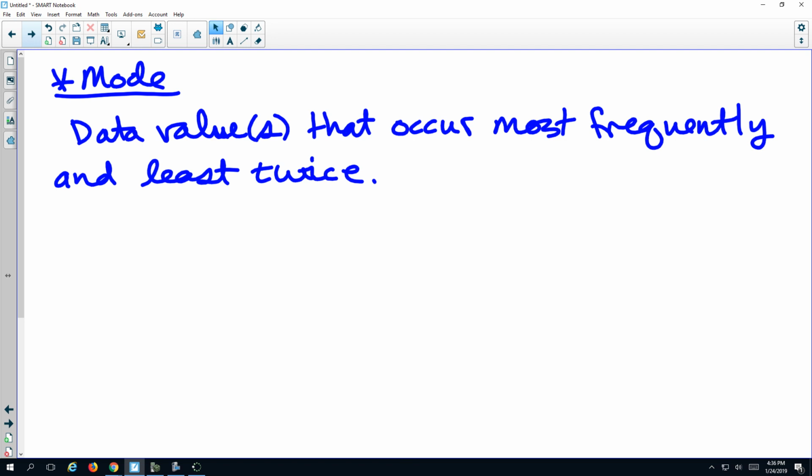If all of your data is different, if every data value is unique, and there's no repeats, then you do not have a mode. You say there's no mode. Or you say no mode exists.